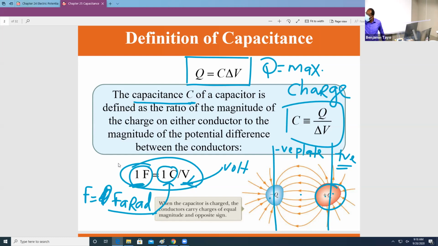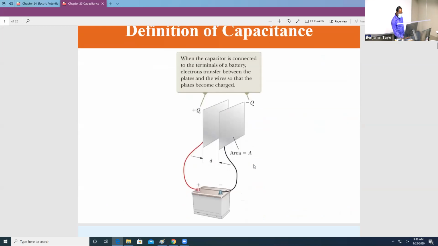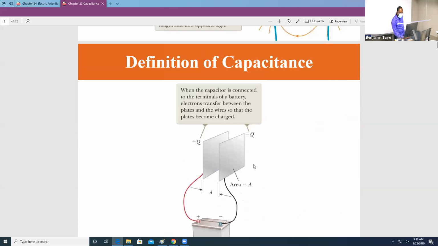So 1 farad is one coulomb per volt, right? So it means that if I were to apply 20 volts, I get 20 coulombs. If I apply 100 volts, I get 100 coulombs of charge. So this is the simplest example of a capacitor that we're going to talk about.